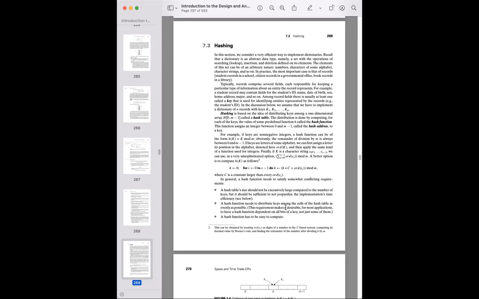You send it through the hash function, which will return an integer between 0 and m-1 for a hash table of size m. Think of a hash table as an array, the easiest way to do that. Each key returns its own hash address. And we usually do this with modulo.